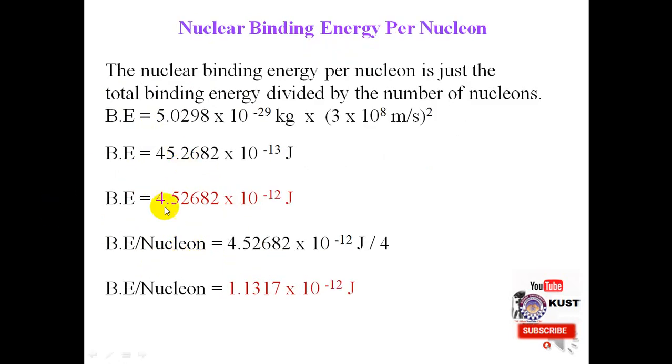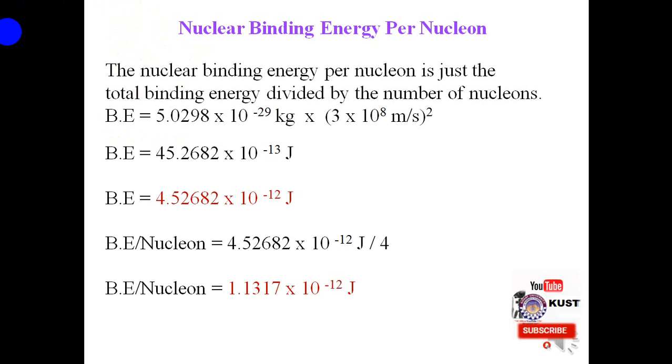Now, 4.52 × 10^-12 joule is the binding energy of the helium nucleus. It means this amount of energy will be released when one helium nucleus is formed from its individual nucleons, and the same amount of energy is required to break the helium nucleus into individual nucleons.